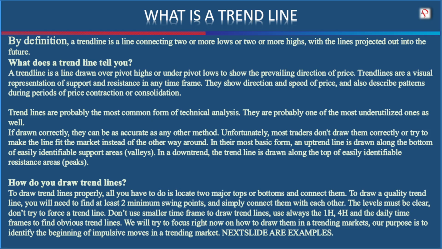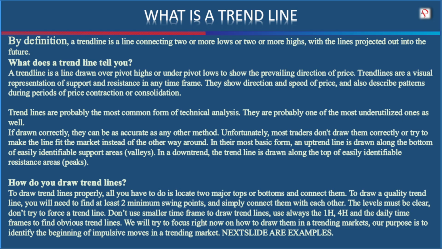Trend lines are probably the most common form of technical analysis. They are probably one of the most underutilized ones as well. If drawn correctly, they can be as accurate as any other method. Unfortunately, most traders don't draw them correctly or try to make the line fit the market instead of the other way around. In their most basic form, an uptrend line is drawn along the bottom of easily identifiable support areas. In a downtrend, the trend line is drawn along the top of easily identifiable resistance areas.